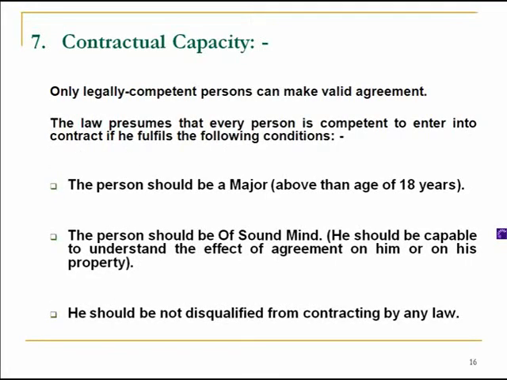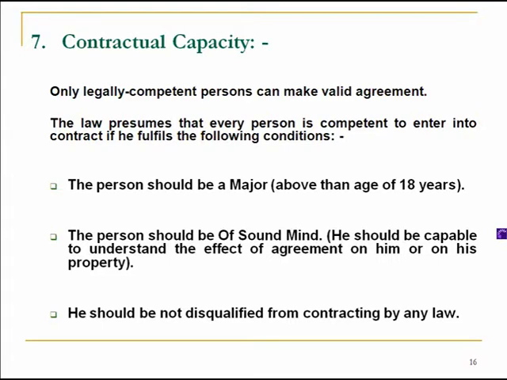Next is contractual capacity. Only a legally competent person can make a valid agreement. This is also very important. As you know, an agreement is a combination of proposal, acceptance and communication. But parallelly, the parties who are making the agreement should always be competent. If they are not competent, that deal will always be void. It will never be a valid deal.